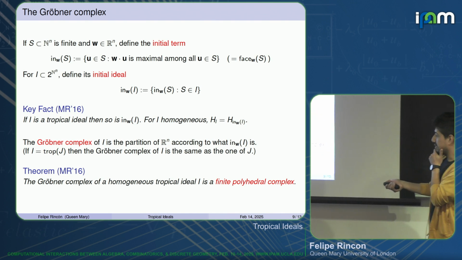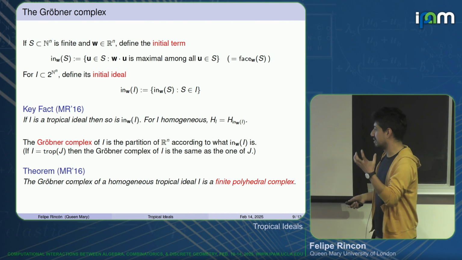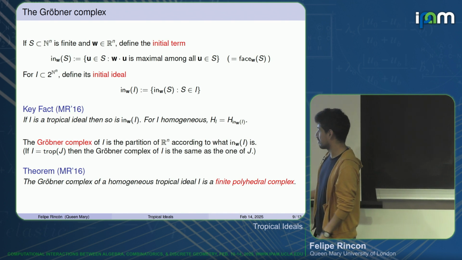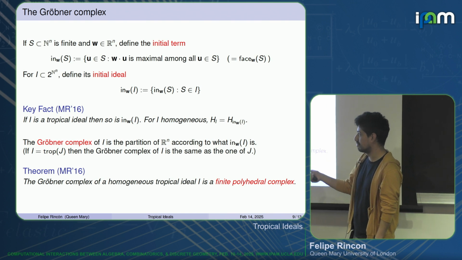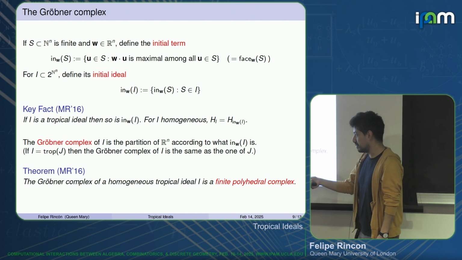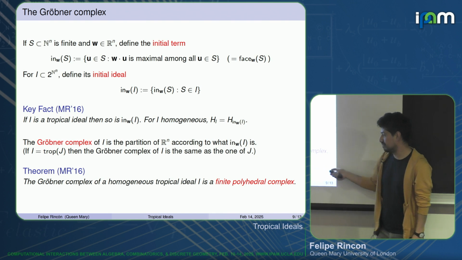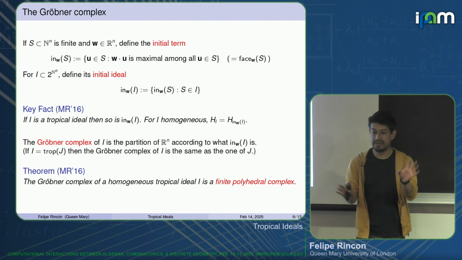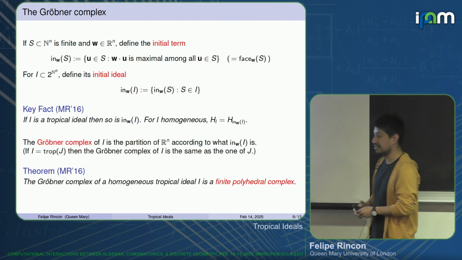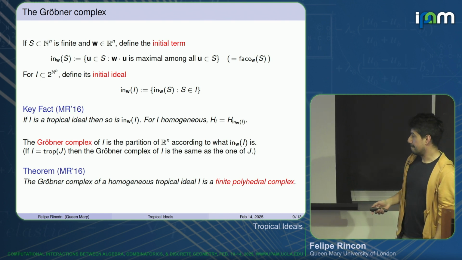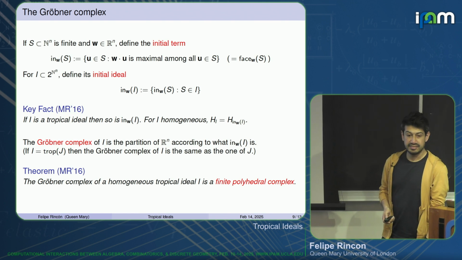And one thing we can prove, and this again uses really the matroidal property for tropical ideals, is that whenever you do the Grobner complex, this partition of the space of weights for a tropical ideal, you get a finite polyhedral complex, okay? You don't get infinitely many cells, you get only finitely many, and they really glue together on faces. Does that make sense?